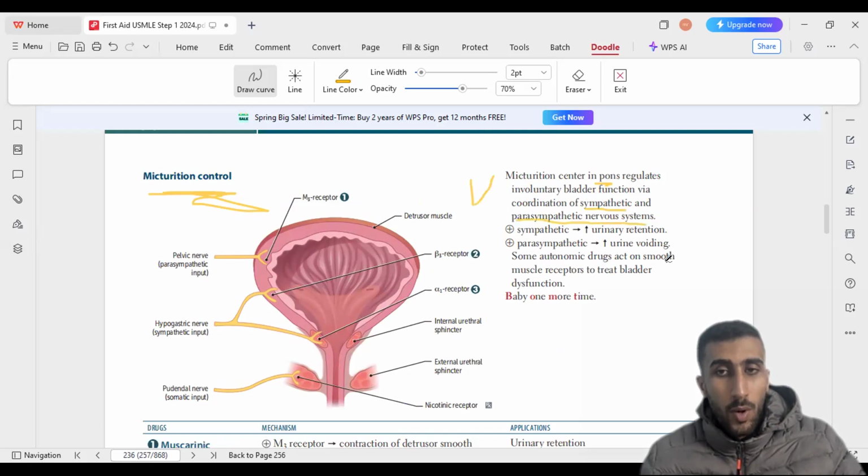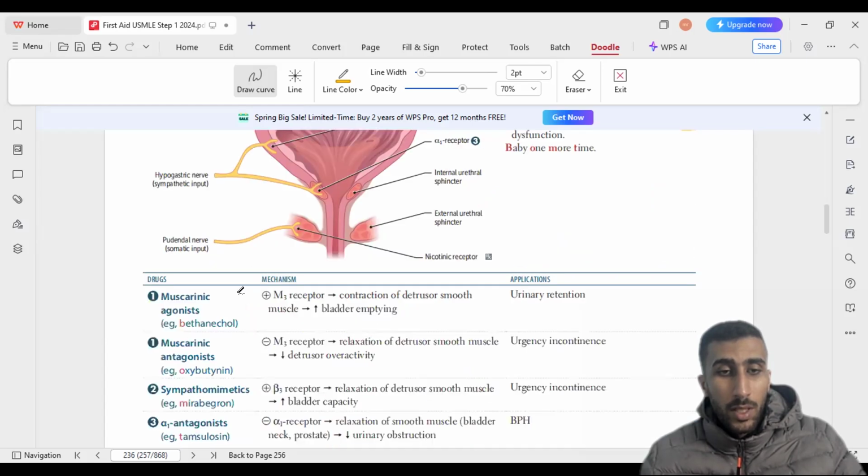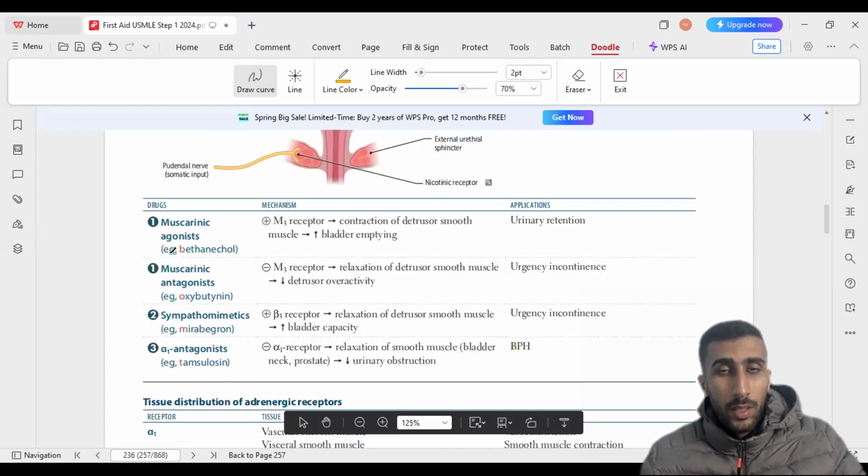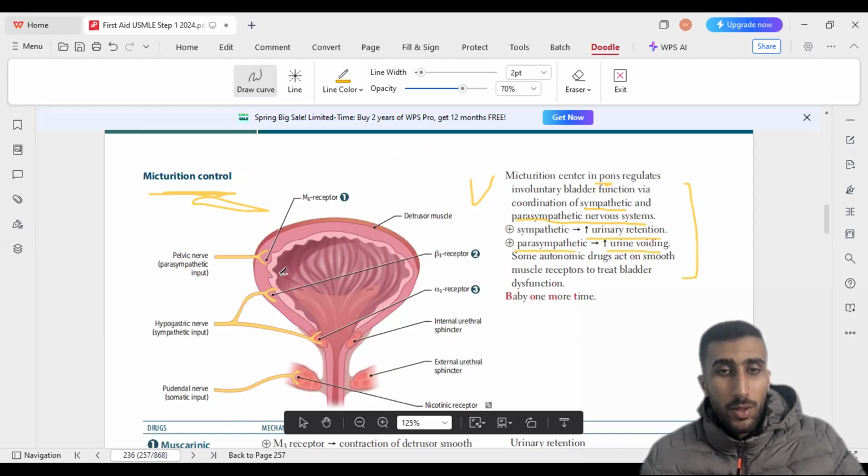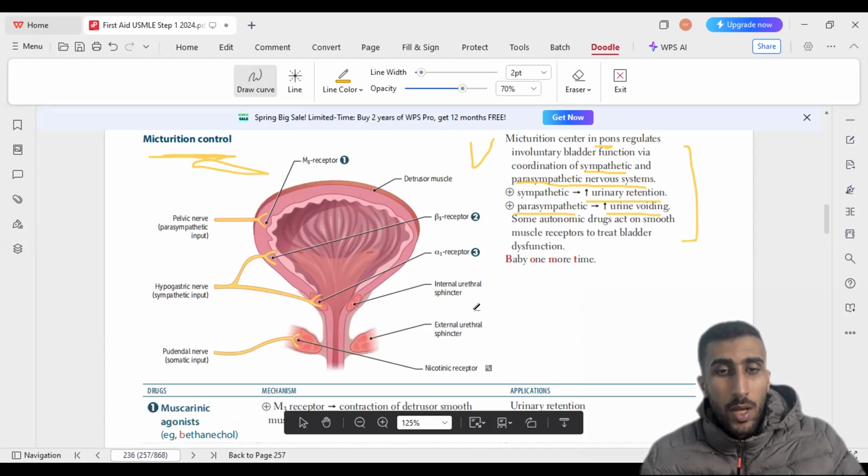This is the first piece of info you have to know: the sympathetic system, of course, is the fight-or-flight response. You don't have time to void, for example, so it will increase urinary retention, versus the parasympathetic. When it acts, you have all the time in the world to void, so it increases urine voiding. We're going to make use of that by giving drugs that will control our voiding problems by acting on the sympathetic and parasympathetic system. But first you have to know the different kinds of distribution.